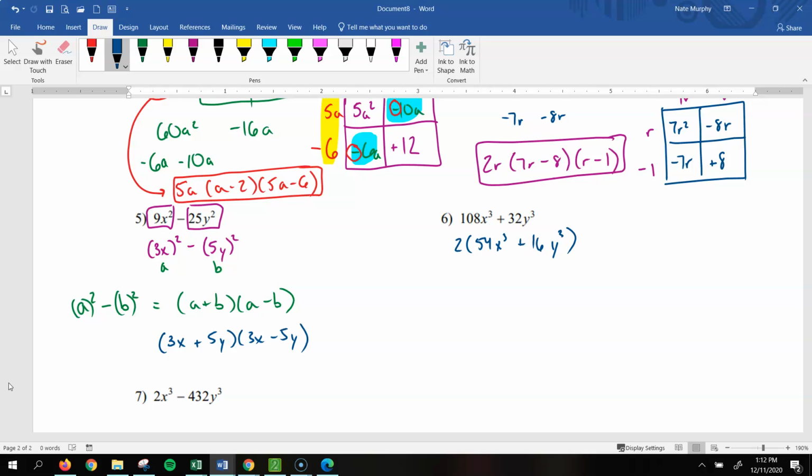So 2 is not my greatest common factor. Just because we can find something that works doesn't mean it's always your greatest common factor. We always want to look to see what's the largest number that goes into both of these. And 4 is the greatest common factor. So then we're left with 27x cubed plus 8y cubed. Now this is factorable. This is, again, a sum of two cubes. So what we want to do is figure out what would I cube to get 27x cubed, and what would I cube to get 8y cubed?